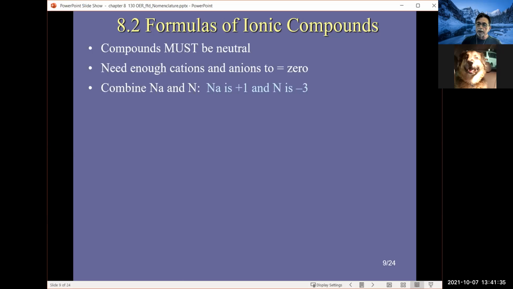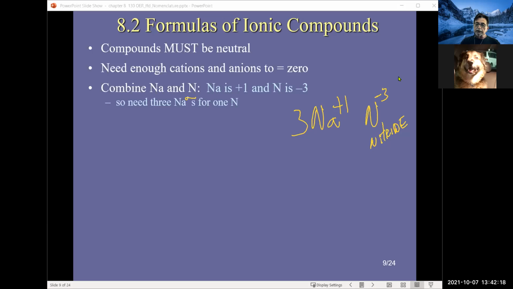Therefore, let me write this down here. We will write formula-wise, sodium +1, and the nitride. Notice they changed the name because it went from nitrogen to nitride, and keep that name change because we're going to write the name after we put them together. We have to put them together such that we have enough cations and anions to cancel out. Sodium has a +1, nitride has a -3. So I need 3 sodiums to cancel out the -3 charge of the nitride.